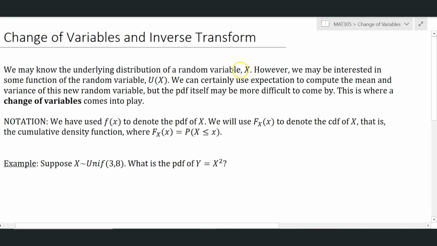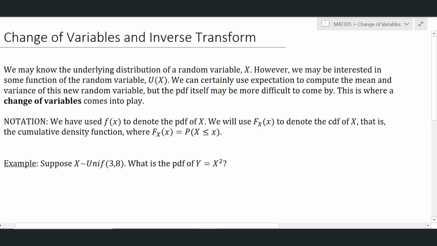Ideally, given a random variable x, we know the distribution of x. So x might be normally distributed or uniformly distributed, but there are applications where we might be interested in the distribution of some function of the random variable. For example, x squared. Maybe for whatever reason we want to know, if x is normally distributed, what would the distribution of x squared be?